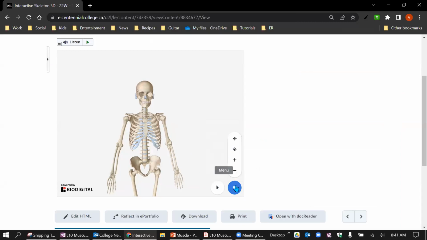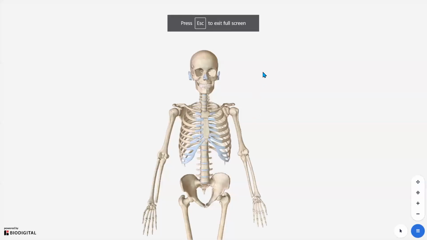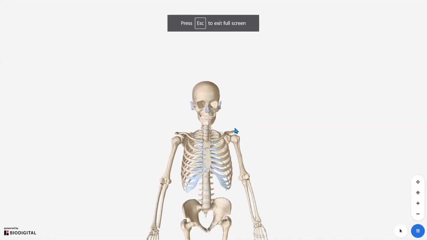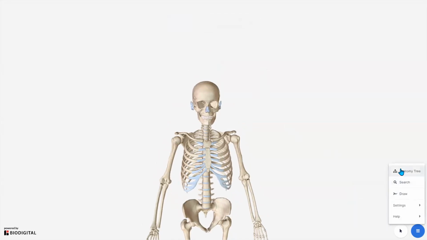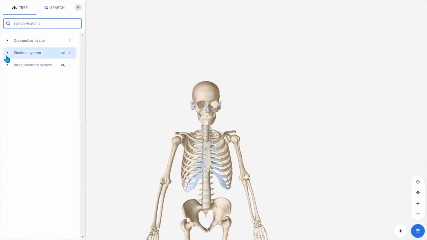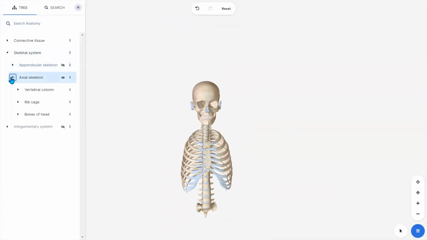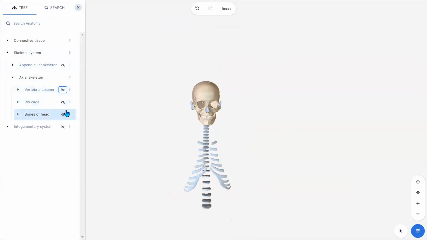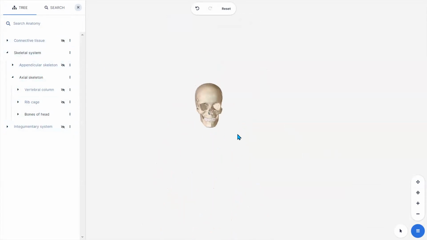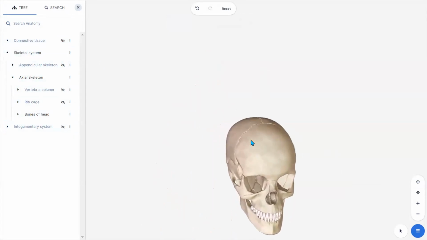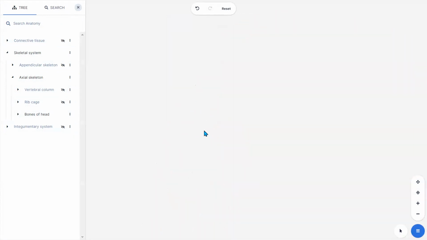Let's see, how do we go full screen on this thing? Full screen. Okay. And this is available on eCentennial, right? You can play around with this thing and study it yourself. Okay. There we go. Oops.